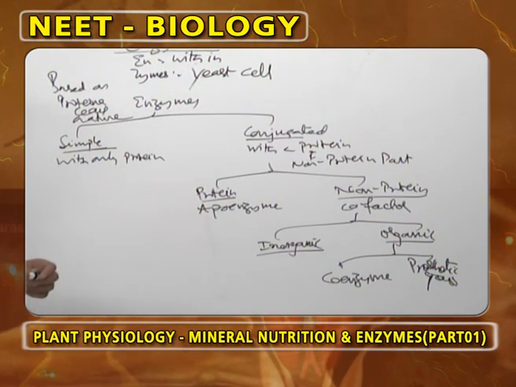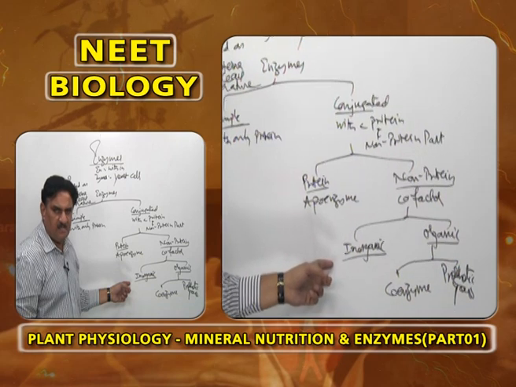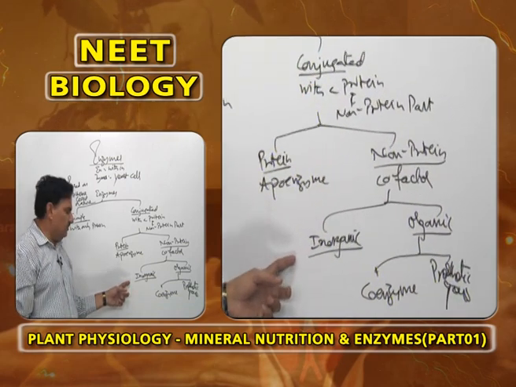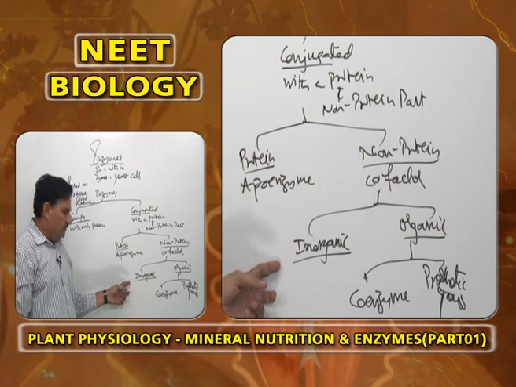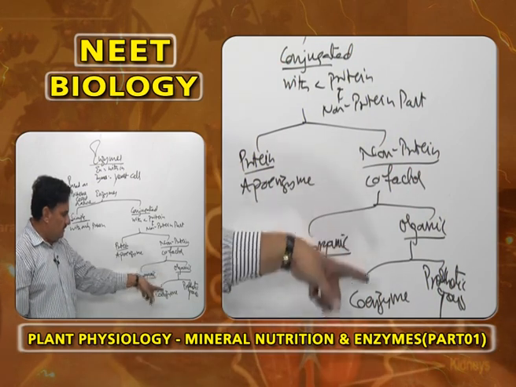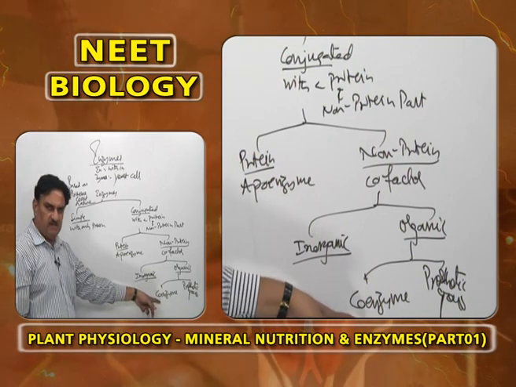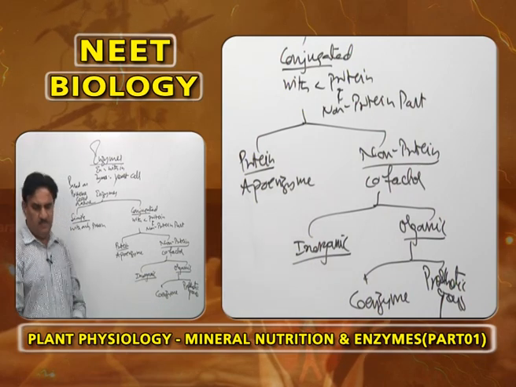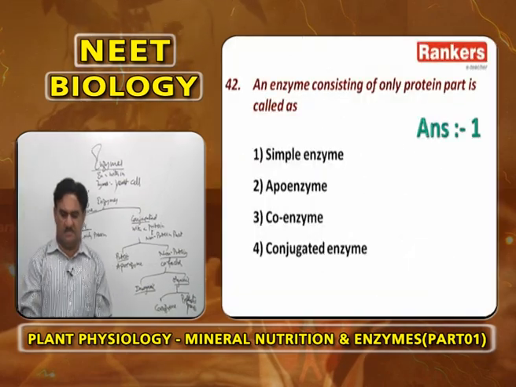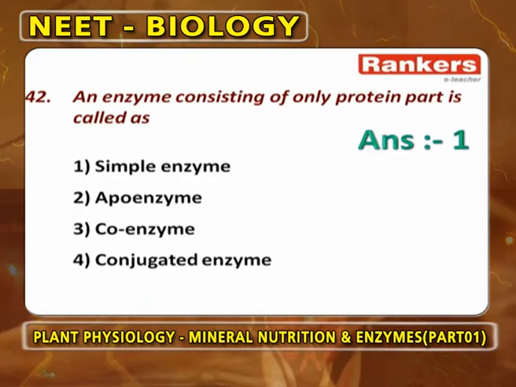So, apoenzyme and cofactor. Inorganic cofactor may be iron for catalase, manganese for IAA oxidase, zinc for carbonic anhydrase, copper for cytochrome C oxidase, something like that. Organic coenzymes are NAD, FAD, thiamine pyrophosphate, pyridoxal phosphate. The heme part of peroxidase enzyme is a prosthetic group. So here, an enzyme consisting of only protein part is popularly called simple enzyme, first option.